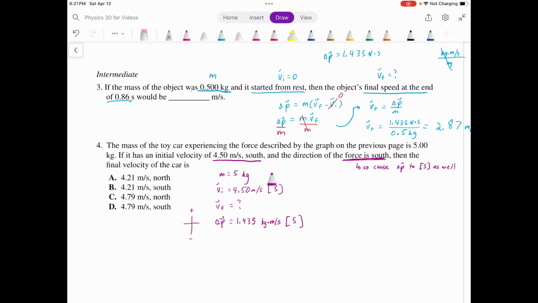You can see here 2 options where it got slower, 2 options where it got faster. We know, if we read carefully, that it should be getting faster because it's moving to the south and we're also pushing it to the south. So we're going to change its velocity to be more south, right? In fact, without even calculating, I could tell you right now that the only answer that even makes sense is D, right?